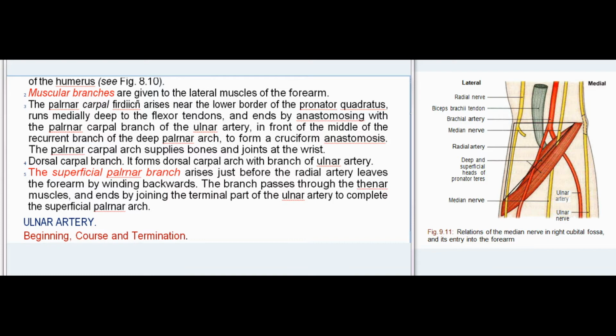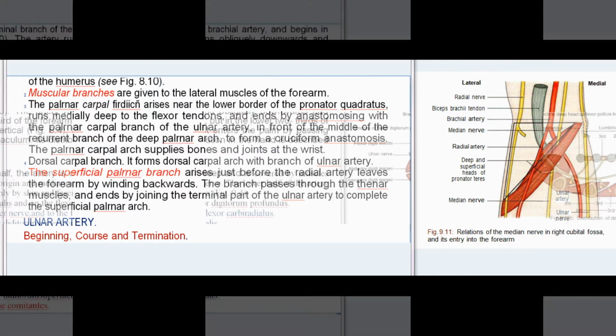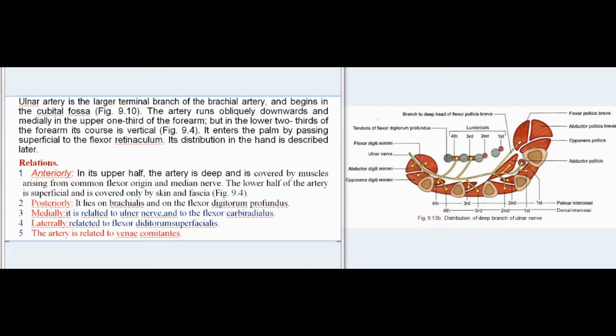Beginning, course and termination. Ulnar artery is the larger terminal branch of the brachial artery, and begins in the cubital fossa, Fig 9.10. The artery runs obliquely downwards and medially in the upper one-third of the forearm, but in the lower two-thirds of the forearm its course is vertical, Fig 9.4. It enters the palm by passing superficial to the flexor retinaculum. Its distribution in the hand is described later.